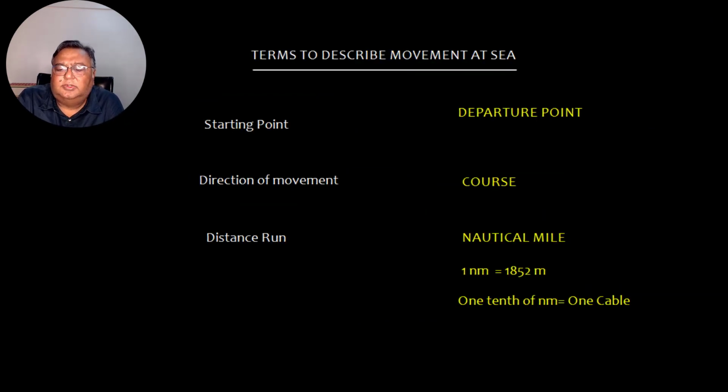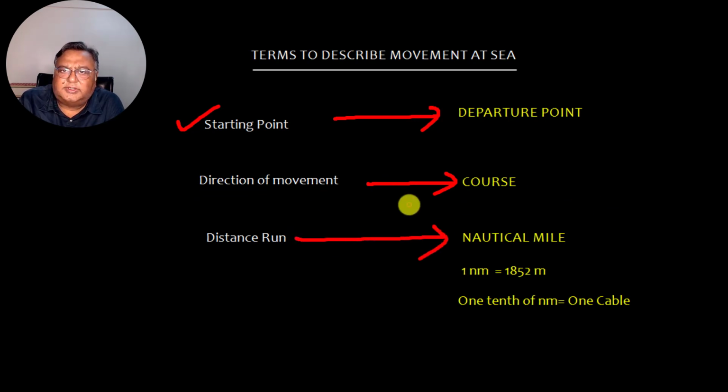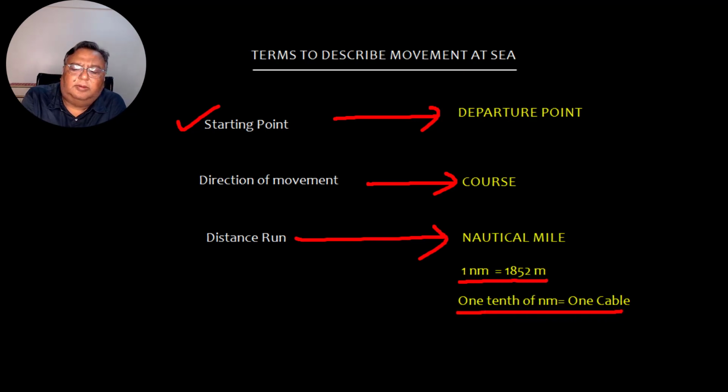The terms which describe the movement at sea: the starting point is called the departure point. The direction of movement we call the course. The distance run is measured in nautical miles, and we studied that 1 nautical mile is 1852 meters, and one tenth of a nautical mile is 1 cable.